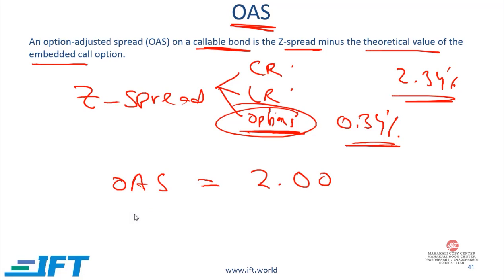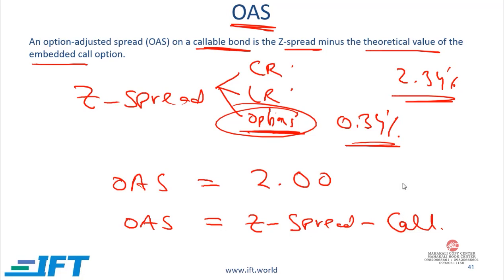If we put it in terms of a formula, for a callable bond, the option adjusted spread would be equal to Z spread minus the spread associated with the call option. Okay, so that is the point made over here.